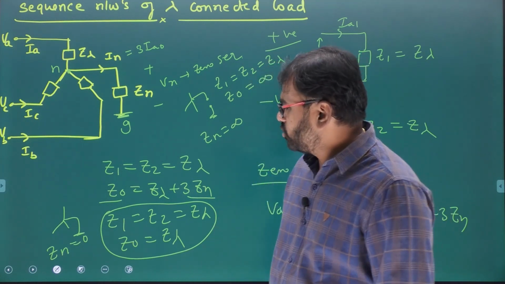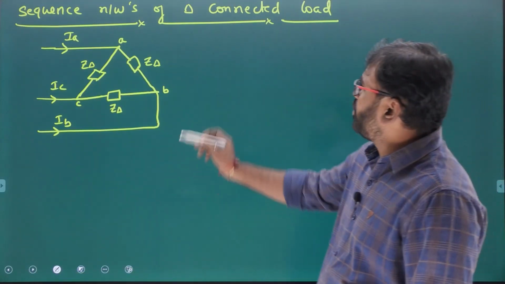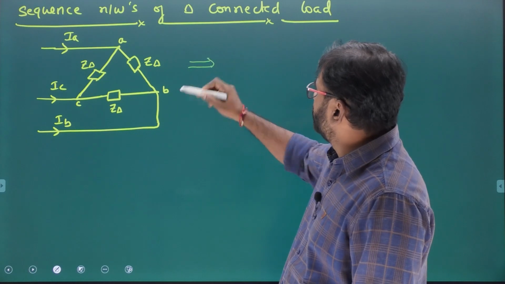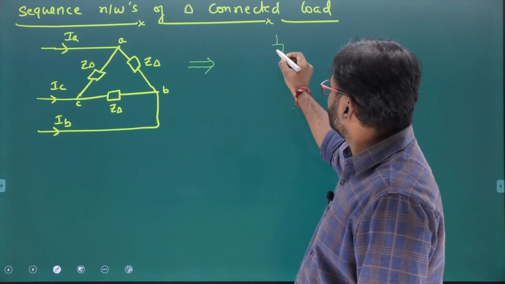Now next we will move on to the delta connected load. For a delta connected load, directly per phase analysis is not possible. So you need to convert that to the equivalent star connection.